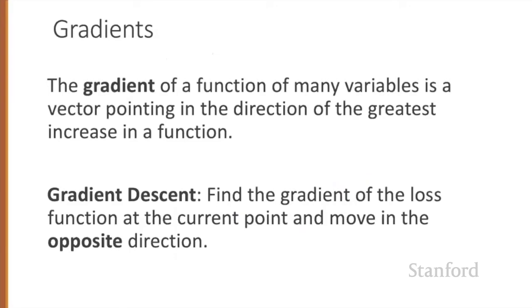To summarize, the gradient of a function of many variables is a vector pointing in the direction of the greatest increase in the function. And gradient descent is an algorithm for finding the gradient of a loss function at the current point and then moving in the opposite direction.